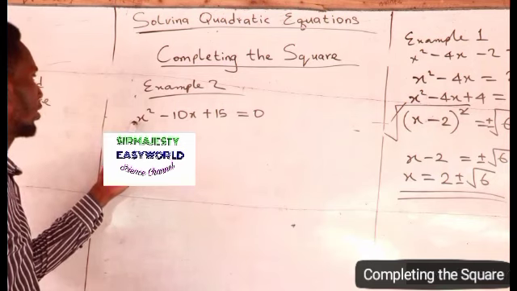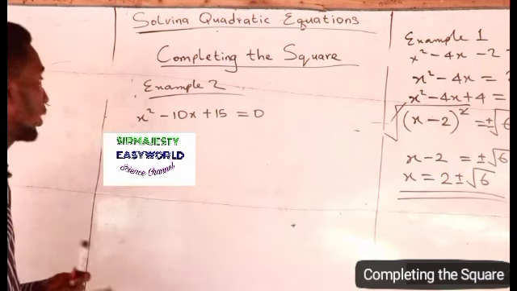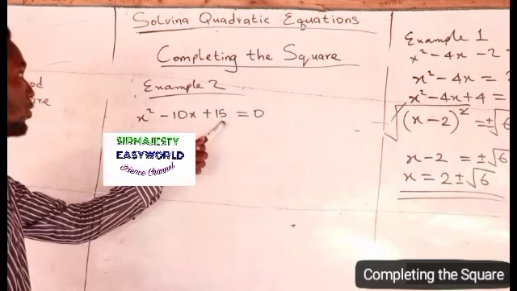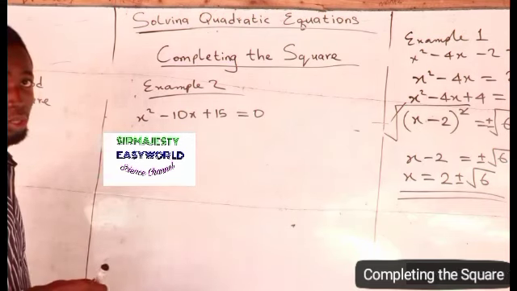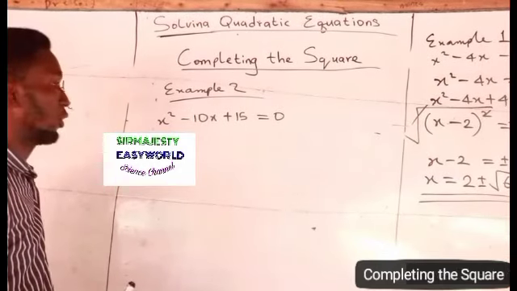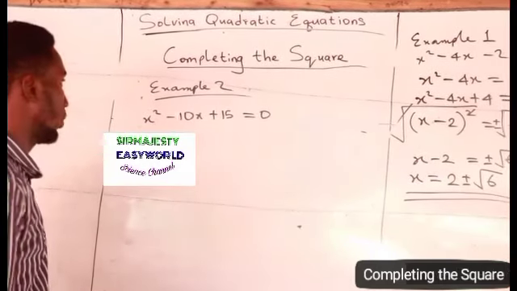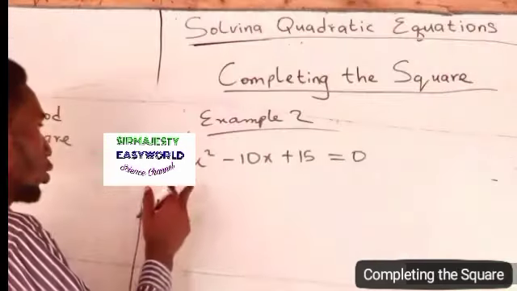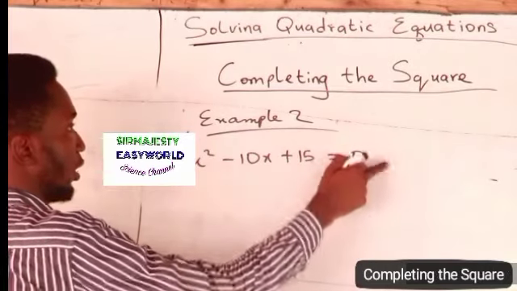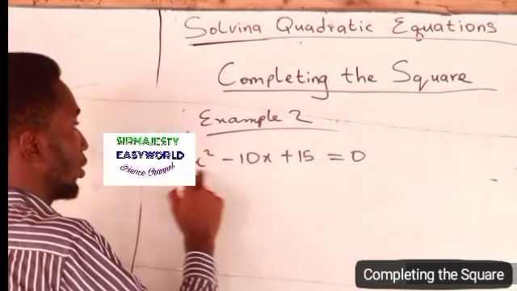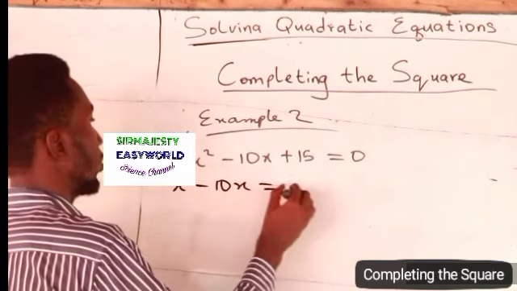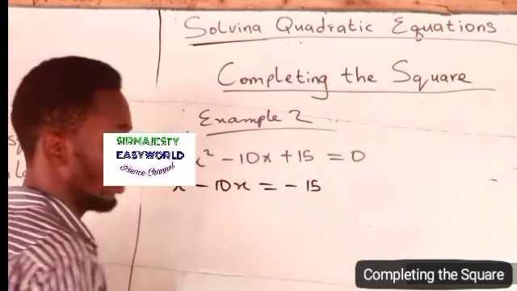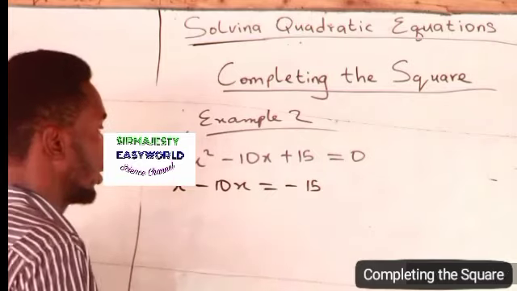So if we attempt to factorize this, that means we'll be looking for two numbers such that their product is 15 and their sum is minus 10. And I don't think any two such numbers exist. Therefore, we are going to use the completing the square method to solve this one. So we start by moving the constant term to the other side so that we can focus on this term here. So we have x squared minus 10x is equal to minus 15 because we moved it to this side.